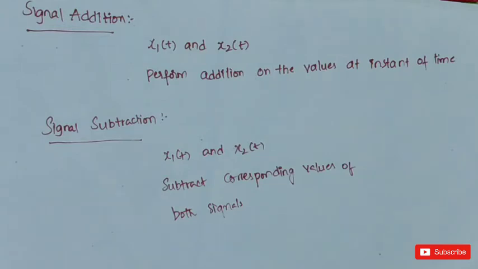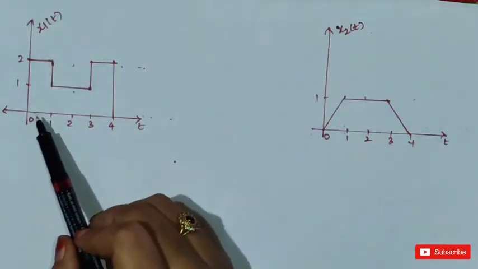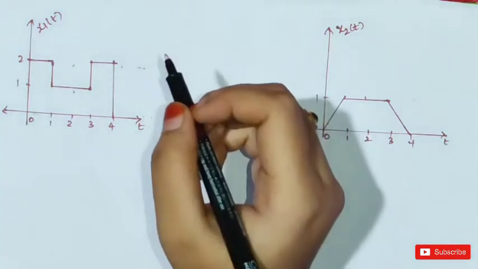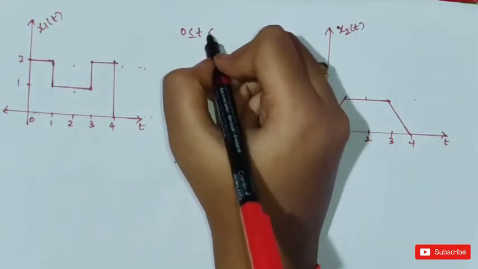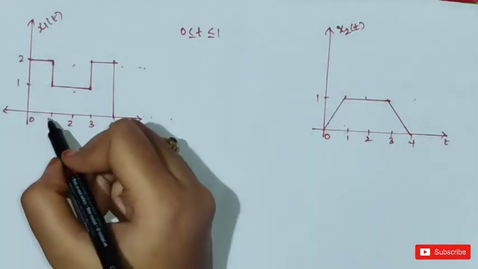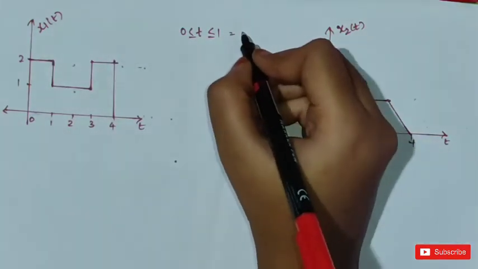Now let us see an example to get a clear idea about signal addition and signal subtraction. For this, first let us consider two signals x1 of t and x2 of t. Let us see the amplitude values of these two signals at given time ranges. First we consider the signal x1 of t. In between the interval 0 to 1, what is the amplitude of x1 of t? That is 2.